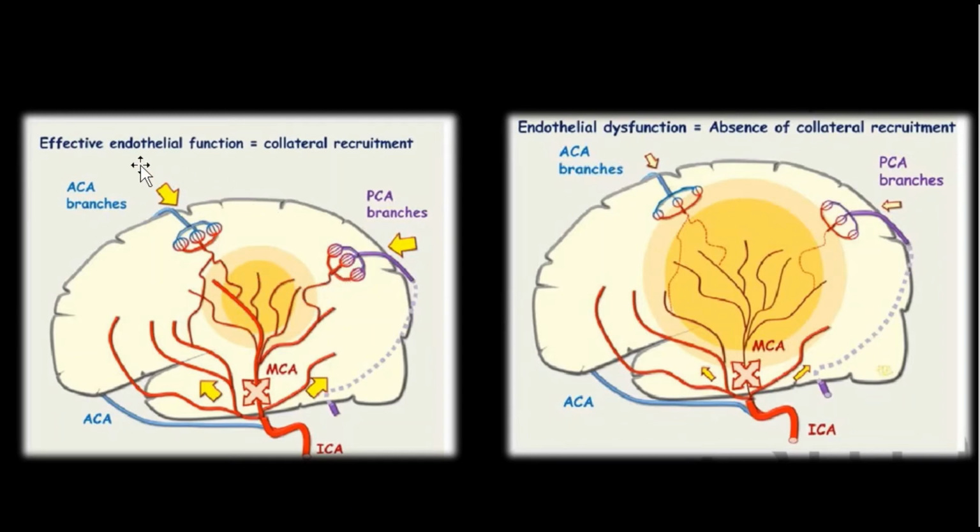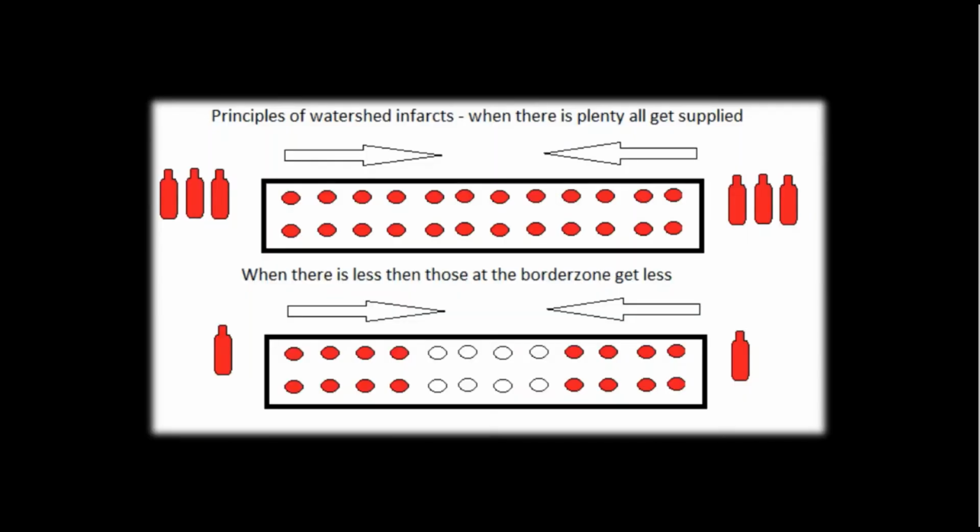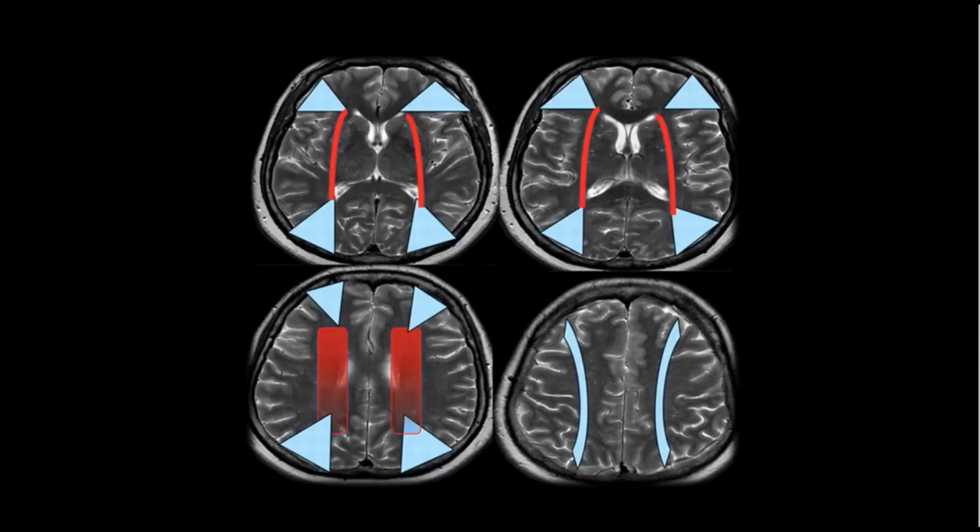So if the collaterals are good, the endothelium is functioning normally, the infarct size will be small. But when the collaterals fail, the infarct will be very large. It is as simple as when the collaterals are good, the whole zone will be supplied very well. But when the collaterals are not good, the areas in the border zone will get infarcted. This comes to the concept of what is called border zone infarcts or watershed infarcts.